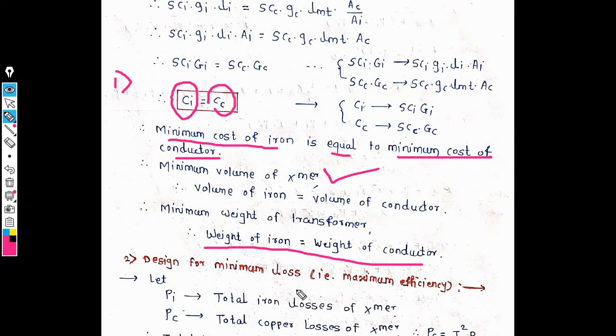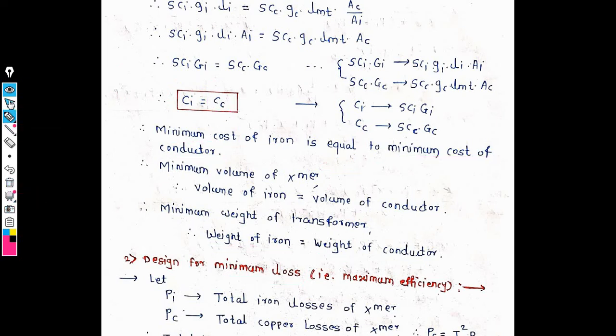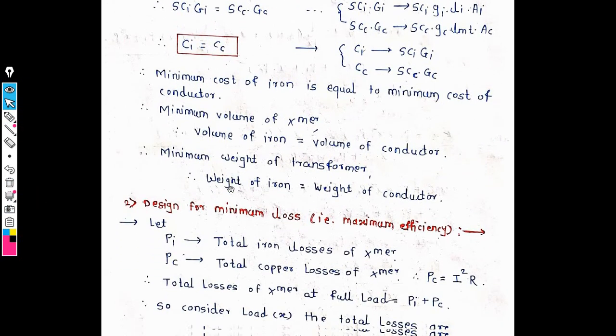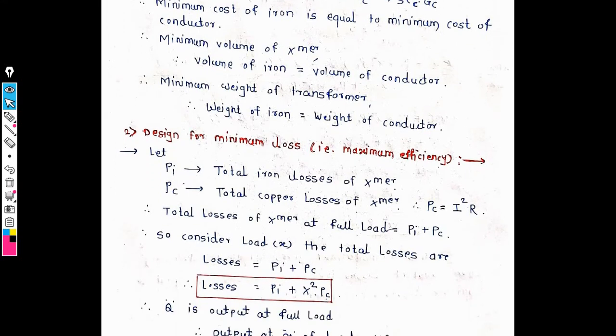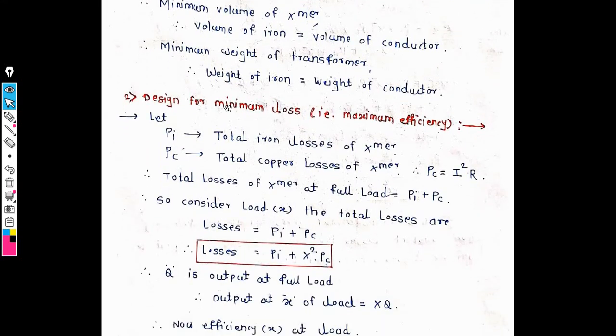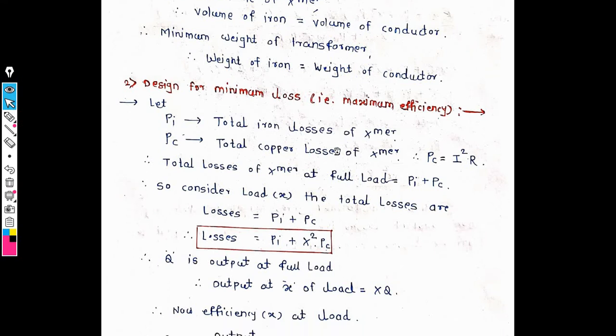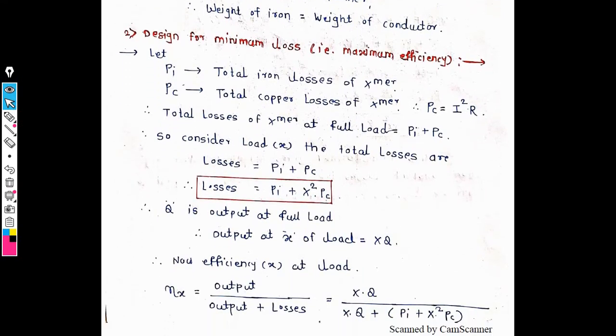Then we have to find out minimum loss. First find out minimum cost, then the second parameter is minimum loss. In minimum loss of the transformer, minimum loss means maximum efficiency. That means there is no losses. Okay. Then Pi is called the total iron loss of the transformer. Pc means total copper loss of the transformer, that is Pc is equal to I square R. This is the important formula. Then total losses of transformer at full load is Pi plus Pc.